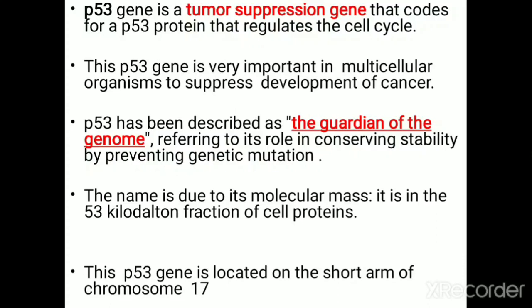genetic mutation. And the p53 gene is located on the short arm of the 17th chromosome, and it is named p53. This is because of its molecular mass. The molecular mass of p53 protein is around 53 kilodaltons.